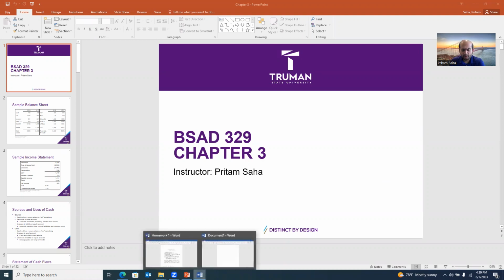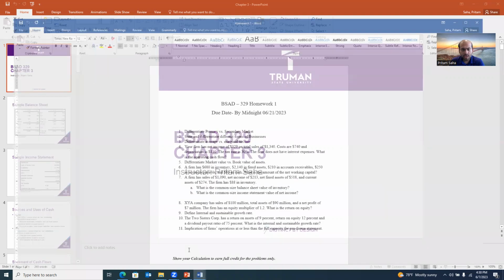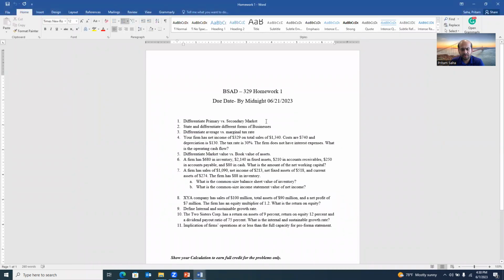I believe so far we have finished chapter 1 and 2, and we have gone over the difference between primary and secondary market, different forms of business, average versus marginal tax rate. I believe you know that marginal tax rate means if you earn one additional dollar, what is the appropriate tax rate for that additional income. And average tax rate means on an average for your total taxable income, how much you should pay tax. Let's say your taxable income is $100 and this year you are paying $10 as a tax bill. So 10% is your average tax rate.